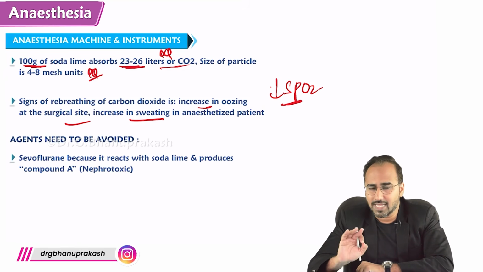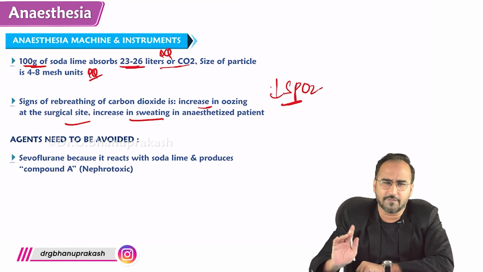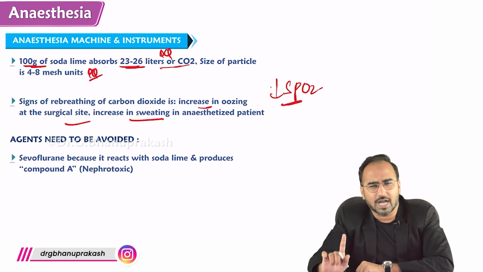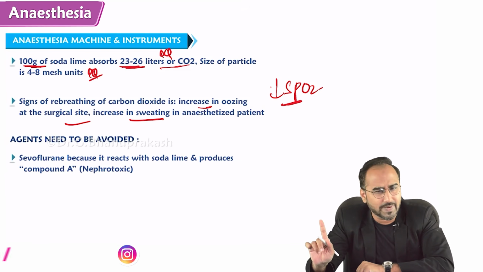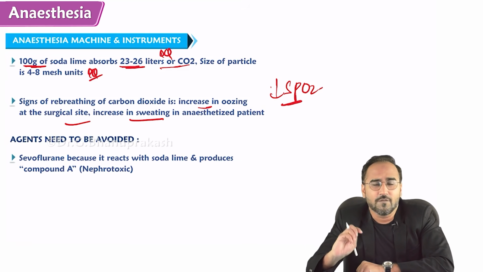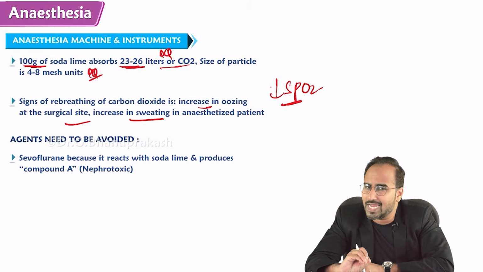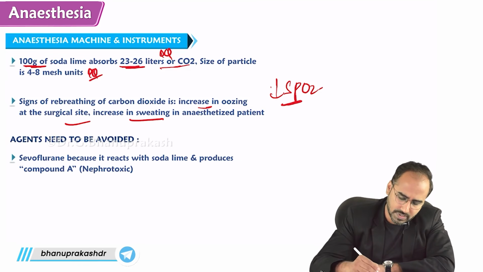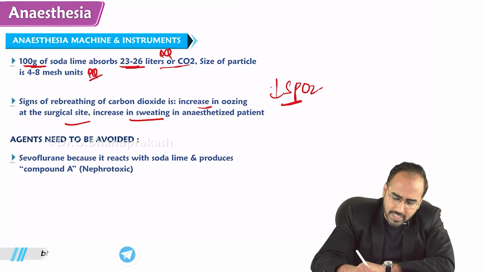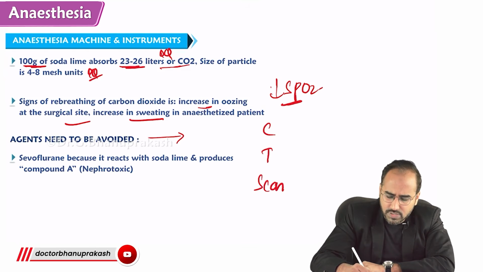Now guys, there is a rule for using soda lime. First rule is the 100 gram rule. 100 gram will absorb how many liters? 23 to 26 liters. The second is what? Whenever you are using soda lime, 3 inhalational agents should be strictly avoided. What 3 inhalational agents are avoided with soda lime? I used to remember CT scan is avoided with soda lime.